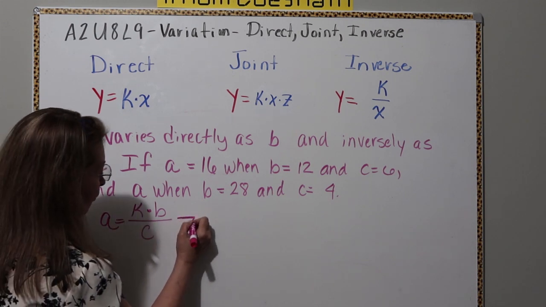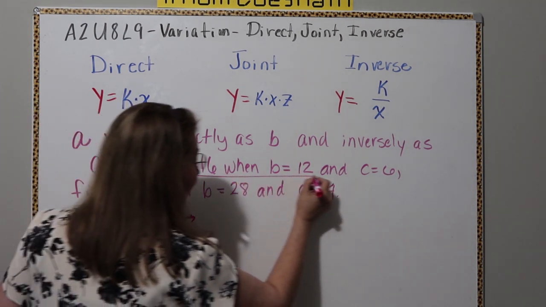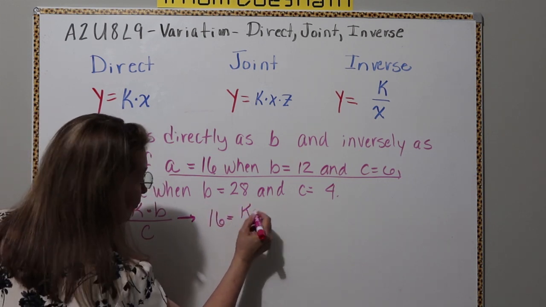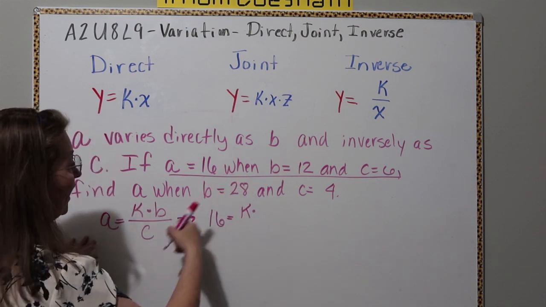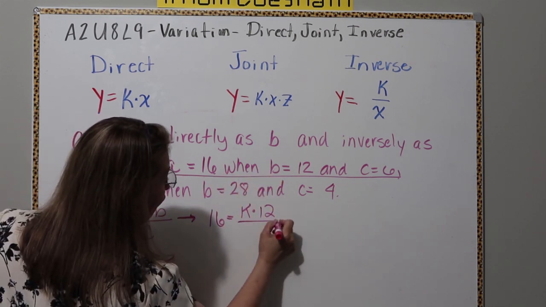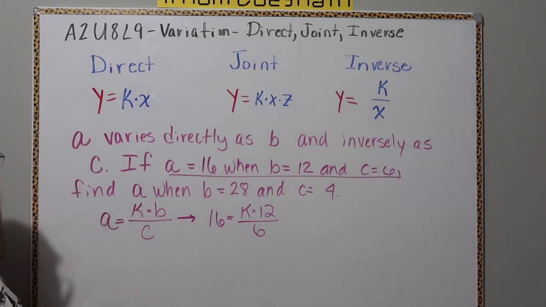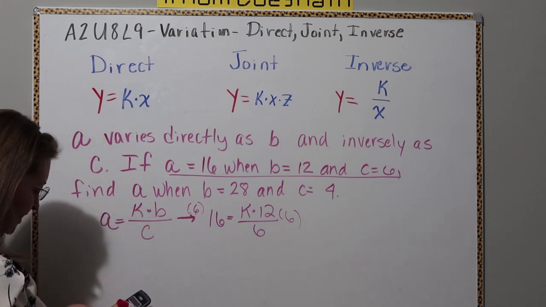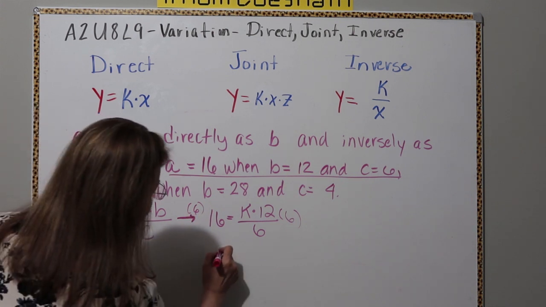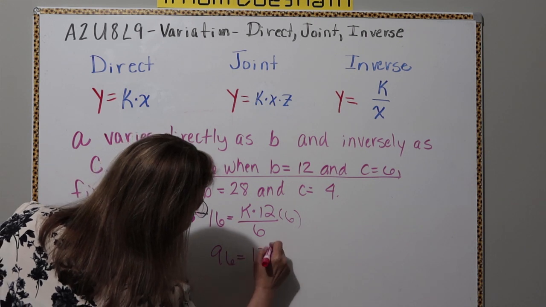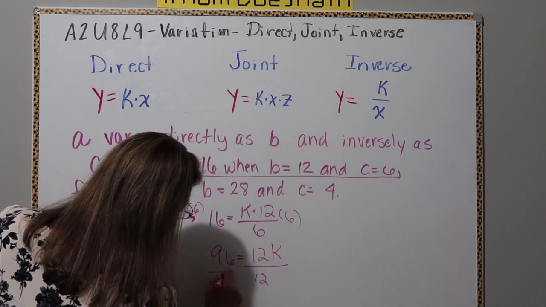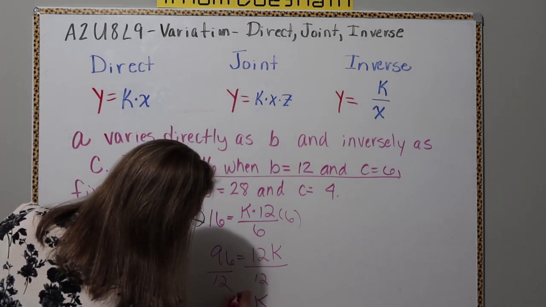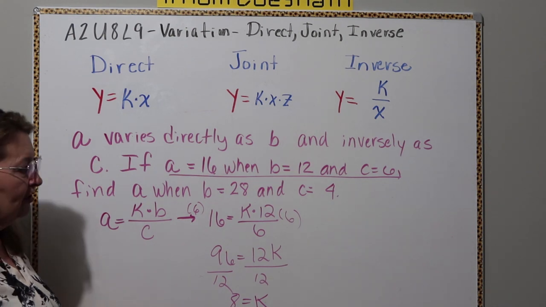Now, first, we're going to fill in the original amounts. A is equal to 16 equals k, which is what I'm trying to find, times b is 12 over c, which is 6. Now, I'm just going to solve this real quick. Multiply both sides by 6. So 16 times 6 is 96 equals 12k. And then you would divide both sides by 12. 96 divided by 12 is 8. So my constant is 8. That's what's not going to change.